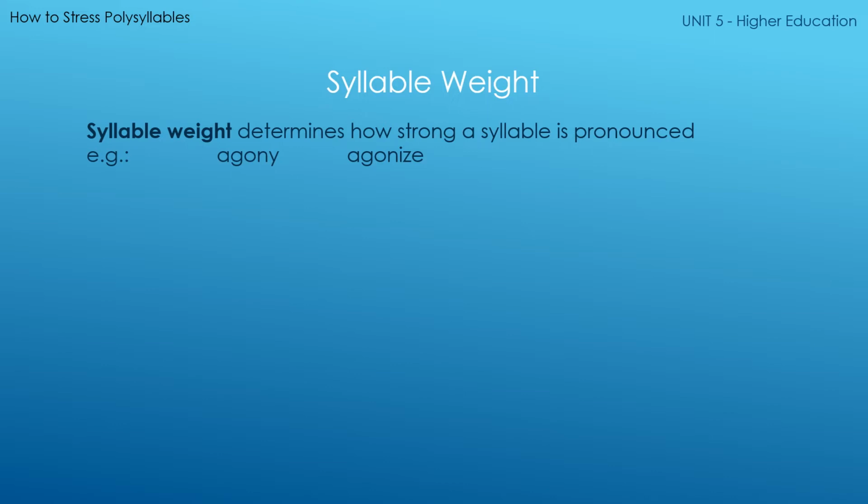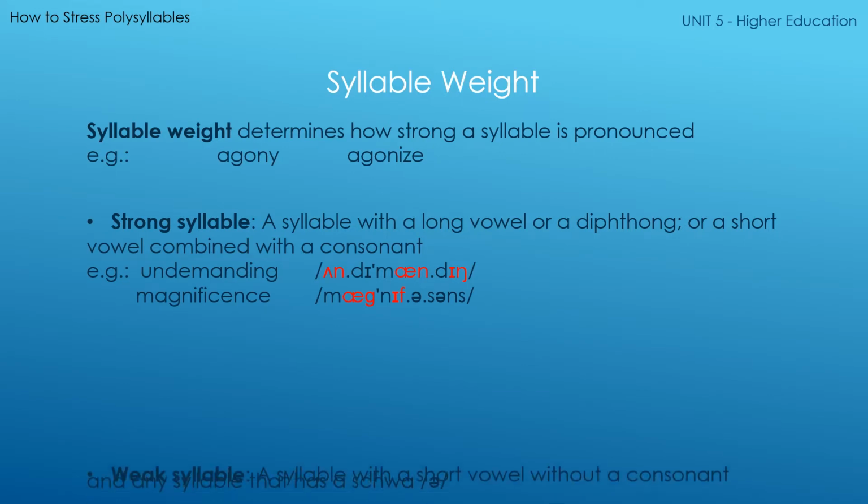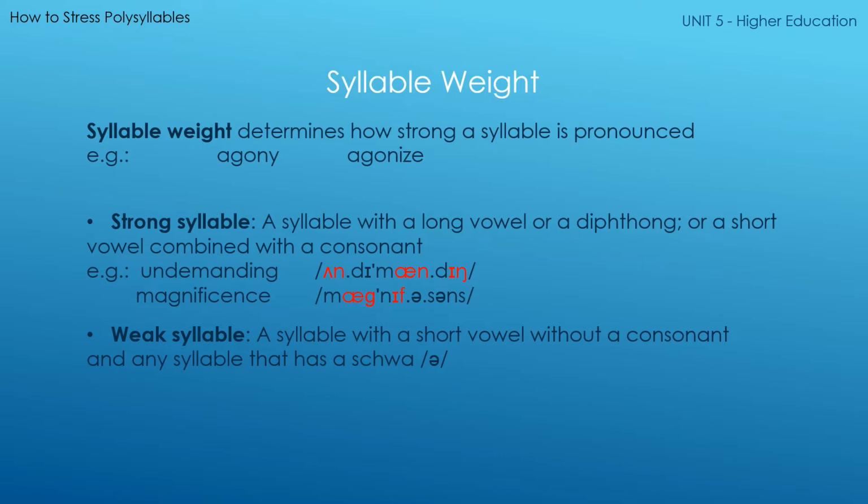Before jumping right into a conclusion about which has which, let's see the definition of strong and weak syllables. A strong syllable is a syllable with a long vowel or a diphthong or a short vowel combined with a consonant. Here are some examples. While a weak syllable is a syllable with a short vowel without a consonant, and any syllable that has a schwa. Here are some examples.